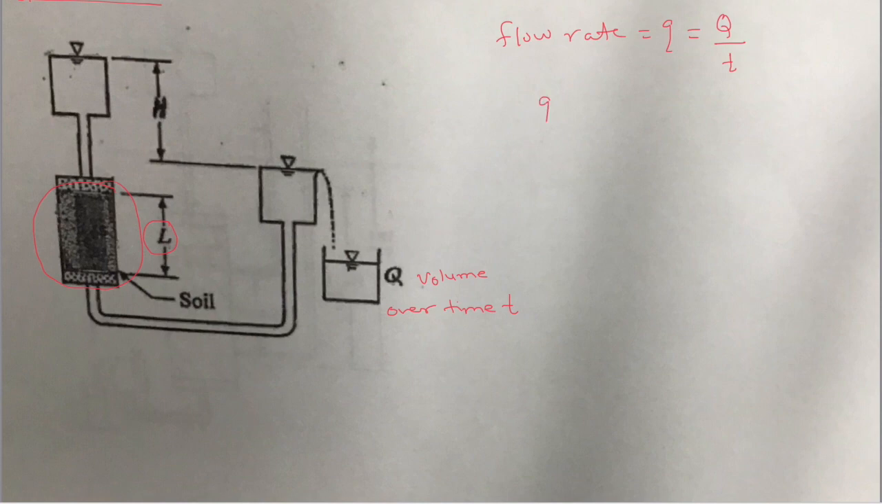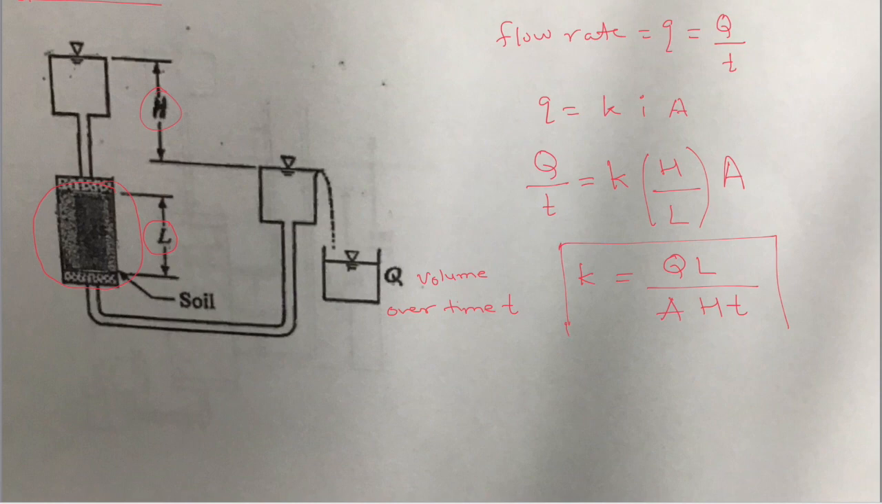Then Darcy's law says q is equal to KIA. So we are substituting small q to be capital Q divided by T, volume of water divided by time; K, the permeability that we want to determine; the hydraulic gradient, which is H, the head difference, divided by the length of the soil sample, L; times A, which is the cross-sectional area of the soil. And by rearranging, we get K equals capital Q times L divided by A times H times T as the hydraulic conductivity equation, which is quite simple.